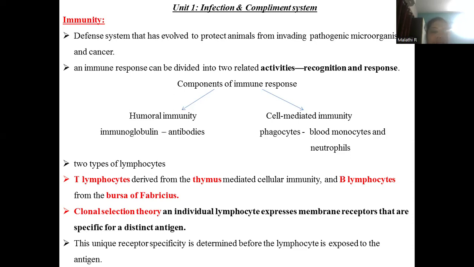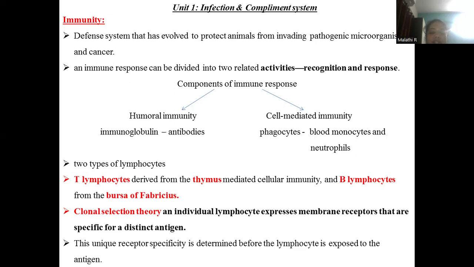There are two types of lymphocytes which carry out the humoral as well as the cell-mediated immune responses. T lymphocytes are derived from the thymus gland and mediate cellular immunity. Whereas B lymphocytes, which are derived from the bursa of Fabricius, mediate humoral immunity. The B cells produce plasma cells, and the plasma cells produce antibodies.